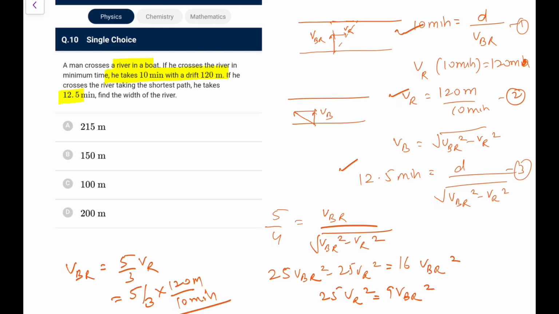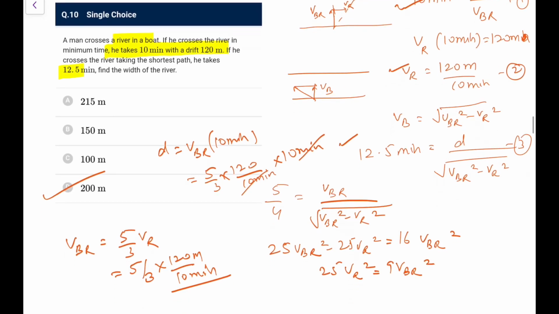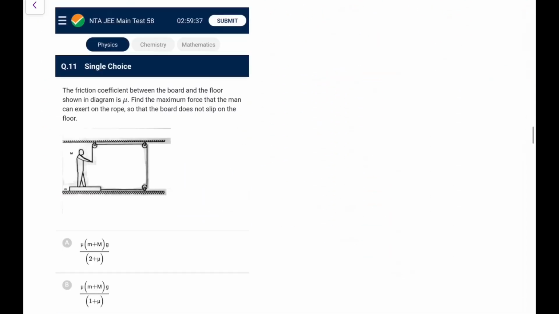Now substituting this in the first equation, D would be VBR into 10 minutes. So VBR is 5 by 3 into 120 by 10 minutes, into 10 minutes. So 5 by 3 into 120 gives 200 meters. Go for option D. A small bit of calculation, but you can make it out. It's not that tough, I suppose.